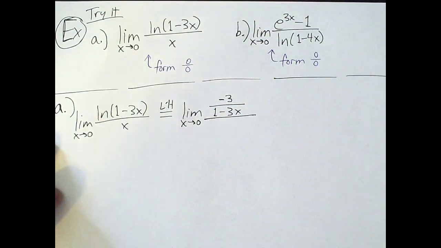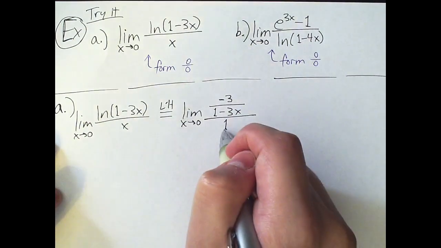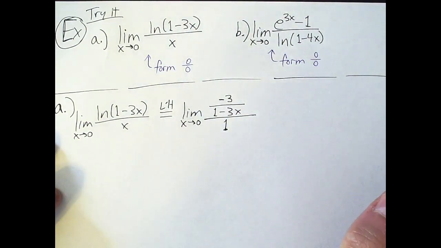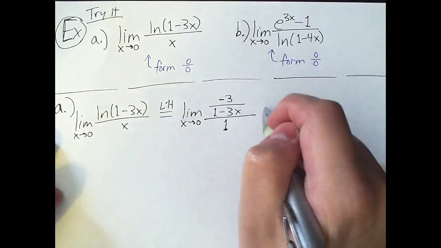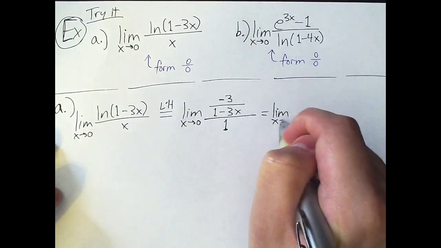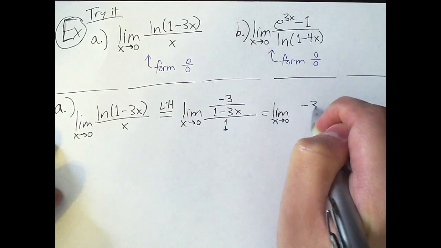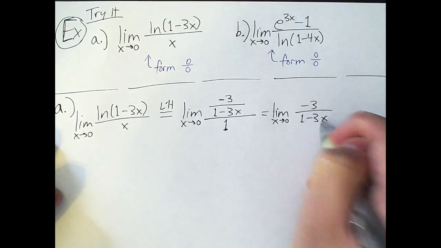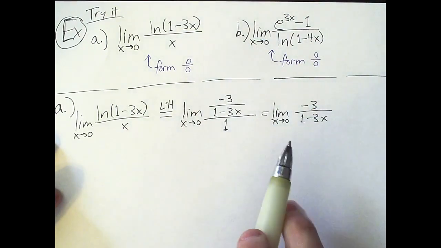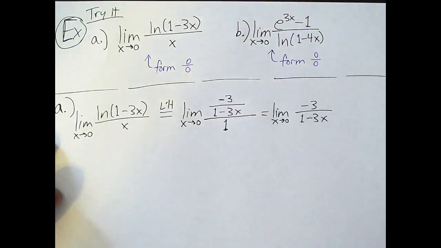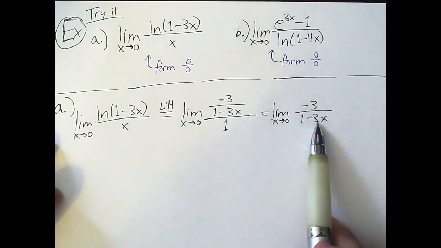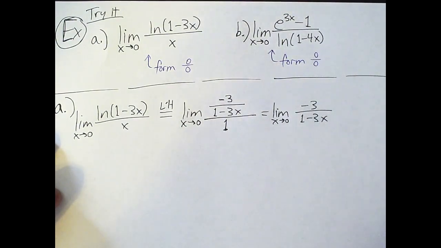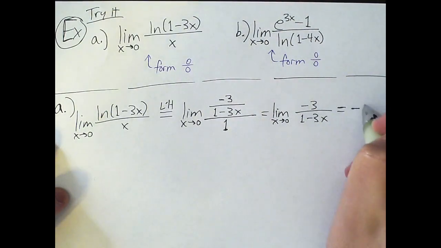And then the derivative of the bottom is 1. Let's see. This is over 1. I don't like the over 1, so let's just get rid of that. Dividing by 1 doesn't do anything. All right, as x goes to 0, is this an indeterminate form? No, the top is -3. The bottom is 1 minus 3 times something approaching 0. So overall, this is going to be -3 over 1. So the answer is -3.